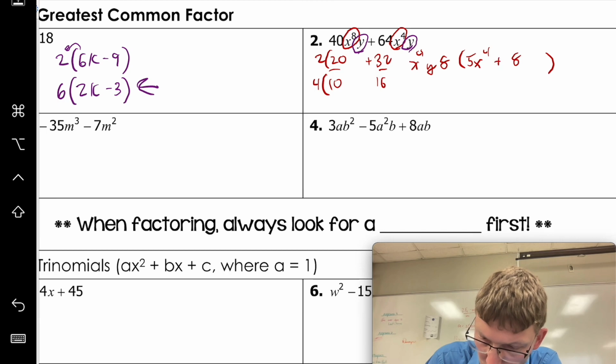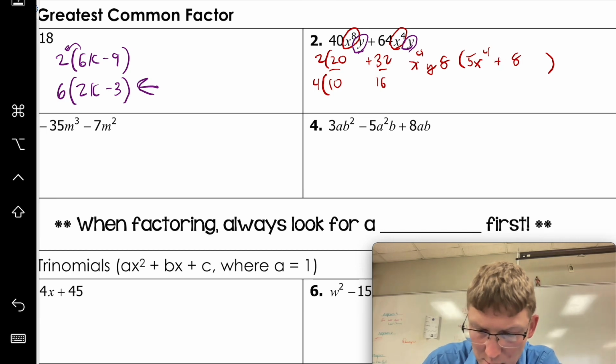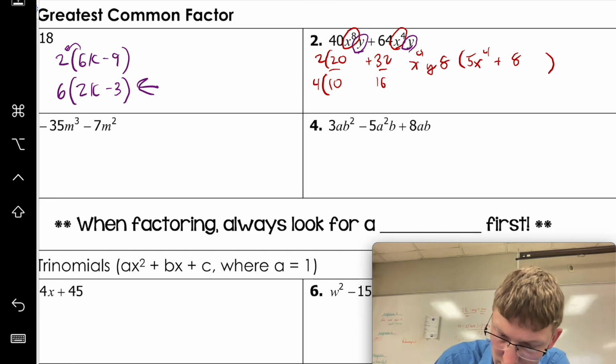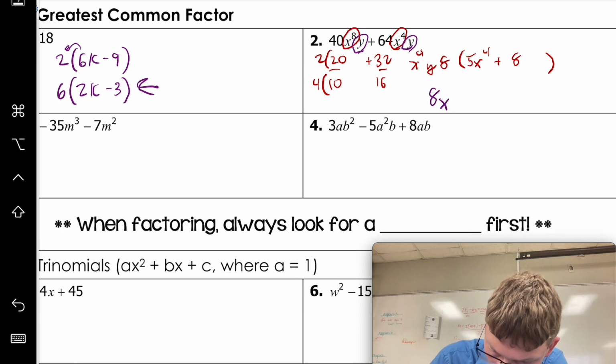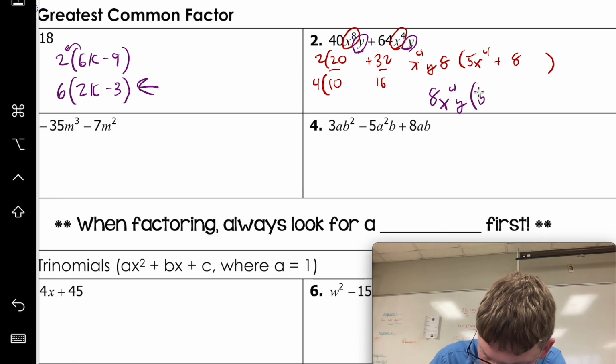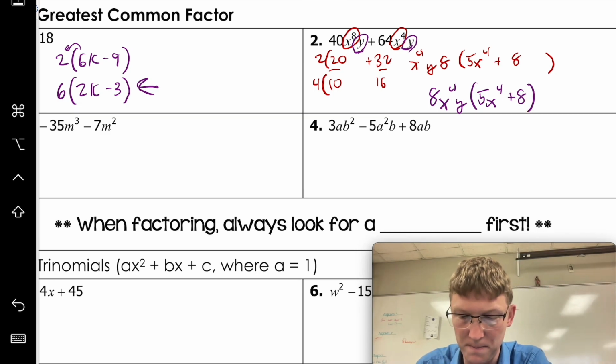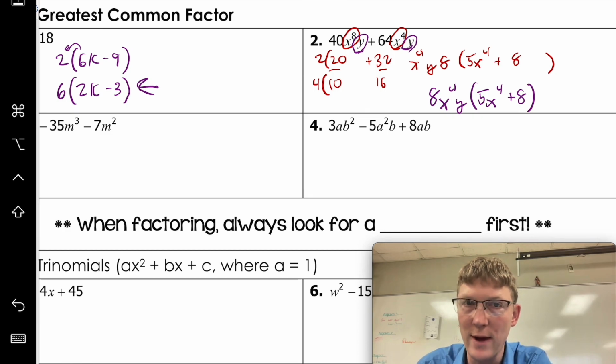So we're going to put our plus sign right there. And I'm going to rewrite it just to make it look a little bit nicer, because generally we like to have our number in front. X to the 4th, y times 5, x to the 4 plus 8. So there you go. We factored out the greatest common factor.